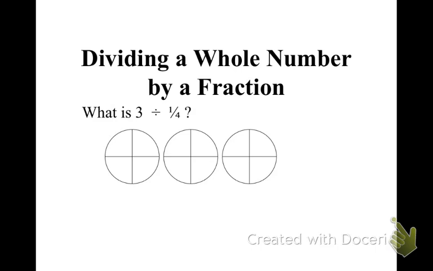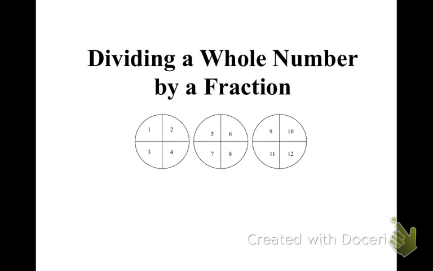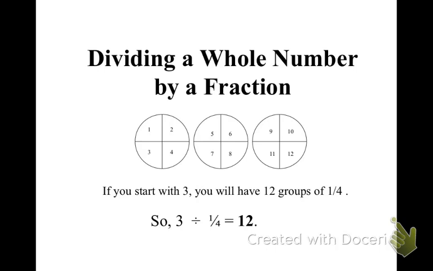Dividing a whole number by a fraction, as in our warm-up today, you have 3 divided by 1/4. Use prior knowledge and the illustration to figure it out. So if I start with 3, how many groups that look like 1/4 will I have? The answer is pretty obvious, that you will have 12 groups of 1/4. What's something else we could have done with those numbers to get that answer? So 3 divided by 1/4 equals 12. Do you see a relationship between any of those numbers that might help you determine that the answer is 12? Remember that whole numbers are fractions over 1, so it's 3 over 1 divided by 1/4.